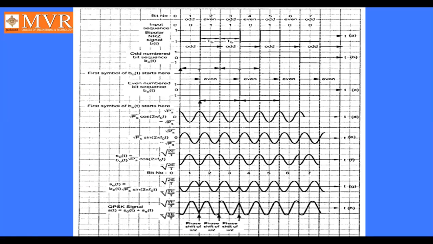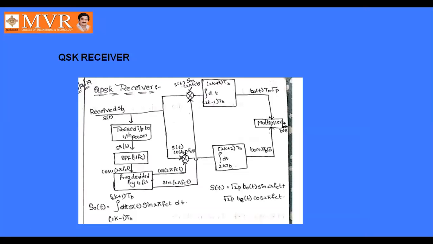Next, let's go for the QPSK receiver. The QPSK receiver is almost the same as the PSK receiver. Let us observe here: the received signal S of t is raised to the fourth power. That means in QPSK, M is 4, so it is raised to the fourth power. So this S of t becomes S power 4 of t.